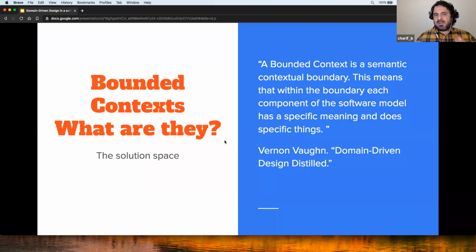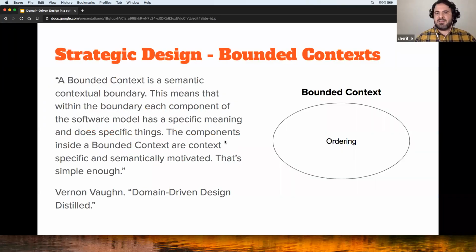And why is it bounded? Because there is what we call the ubiquitous language. The ubiquitous language is where terms occur in some context in a system. For example, the term or concept of product could be different between bounded contexts like the warehouse and the marketing bounded context. And every concept of product should be bounded inside its context.